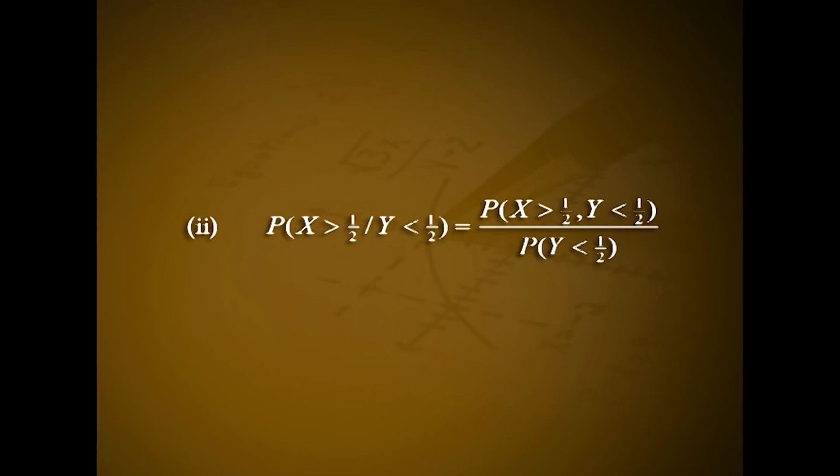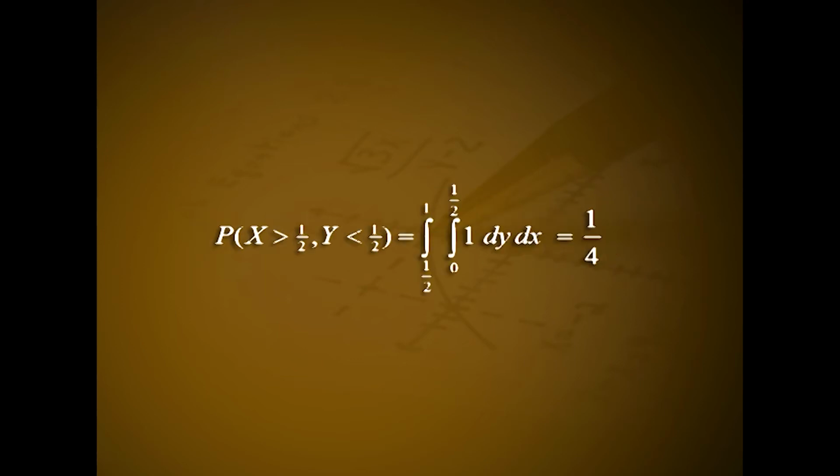2. The probability of x > 1/2 given y < 1/2 is equal to P(x > 1/2, y < 1/2) divided by P(y < 1/2). P(x > 1/2, y < 1/2) equals the integral from 1/2 to 1, again the integral from 0 to 1/2 of 1 dy dx, that is equal to 1/4.